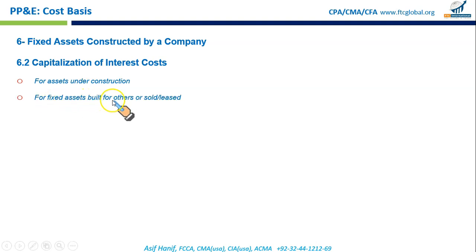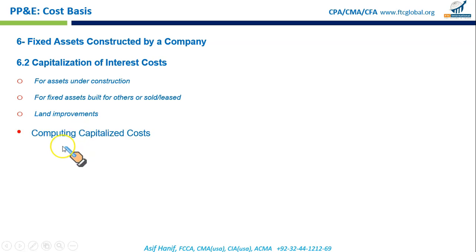For fixed assets built for others or sold or leased, interest can also be capitalized. And then finally, land improvements. If a structure is being built on land, whatever the structure could be, we discussed land improvements a little while ago, the interest is capitalized for the structure, not for the land itself.